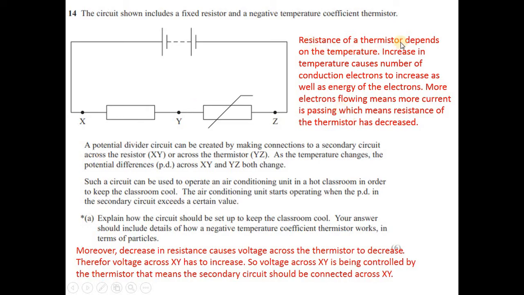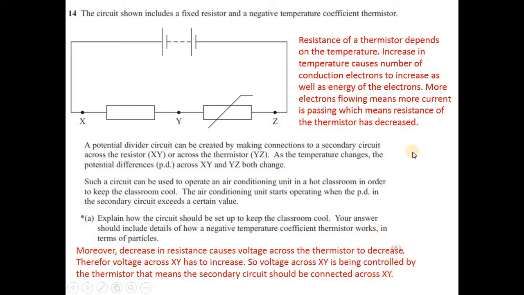The resistance of the thermistor depends on the temperature. Temperature increasing, conduction electrons increase with more energy, so more electrons are flowing and current increases. That means the resistance of the thermistor has decreased, meaning the voltage across the thermistor is decreased, so the voltage across XY has increased. So the voltage across XY is being controlled by the thermistor, and the secondary circuit should be connected across XY.